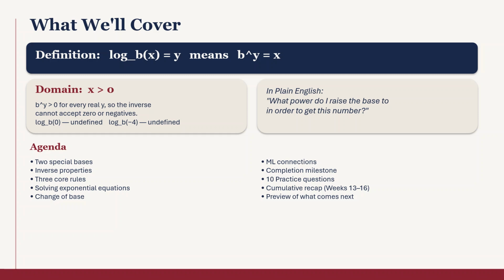Quick agenda: 2 special bases, inverse properties, the 3 core rules, solving exponential equations, change of base, the machine learning connections to log likelihood and cross entropy. A brief you finished Math 1 beat, 10 practice questions, the recap, and a preview of what comes next.